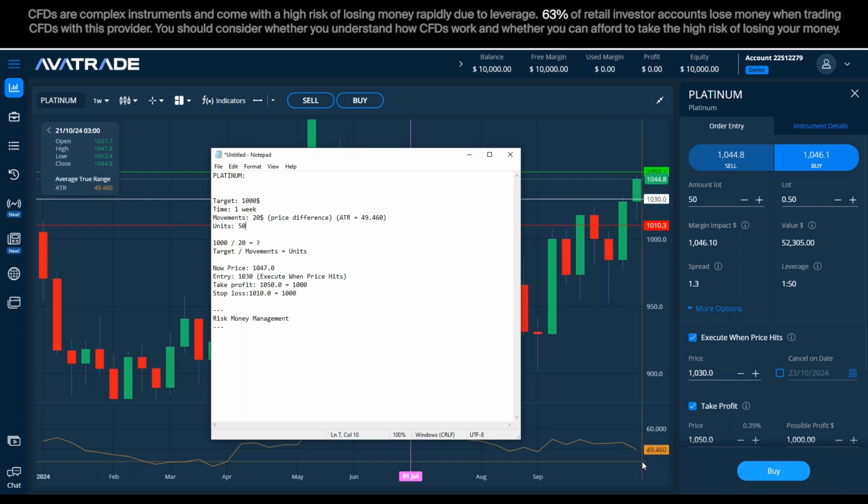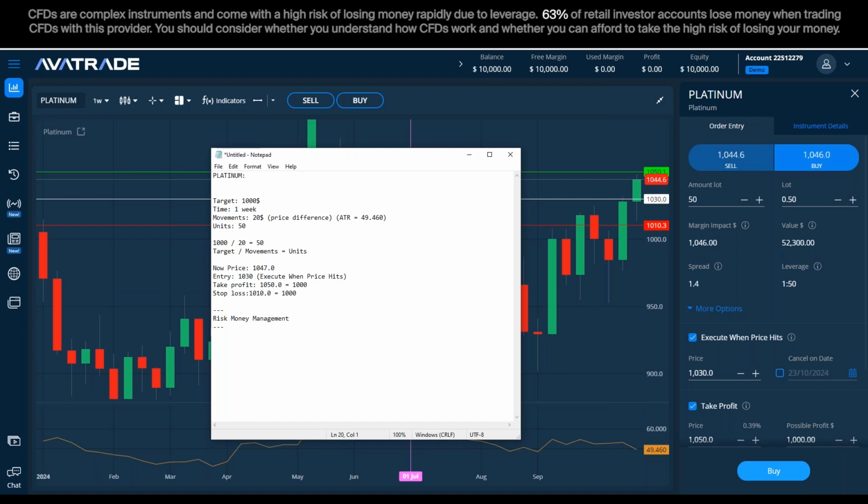Okay, because we're looking at $20 and not 50, we had to divide the target by the movement. So we have 1,000 divided by 20, and that's 50. After that, we saw that the possible result is what we wanted. But unfortunately, with a risk money management, losing 1,000 might be a bit problematic, as mentioned by the audience.